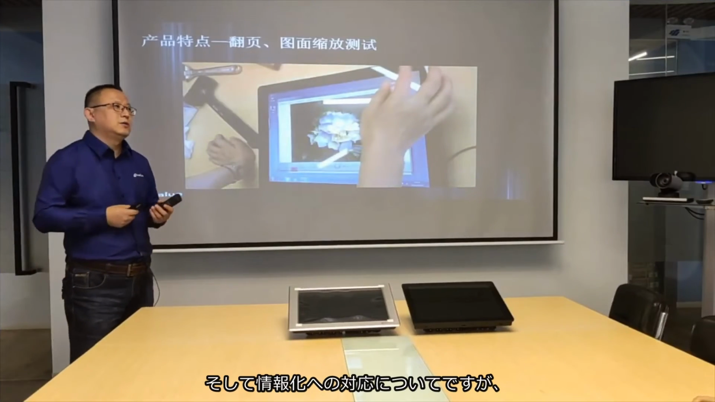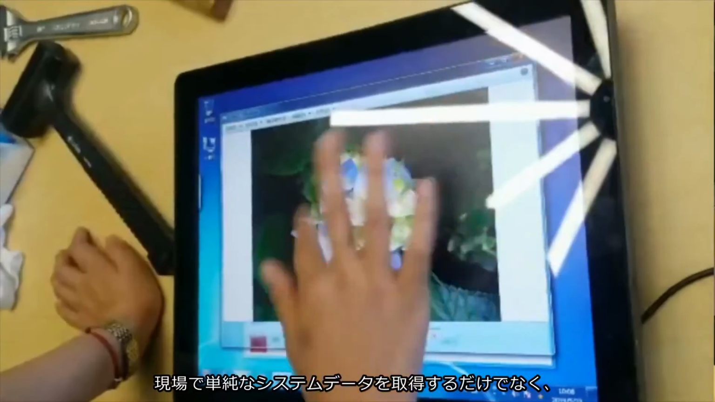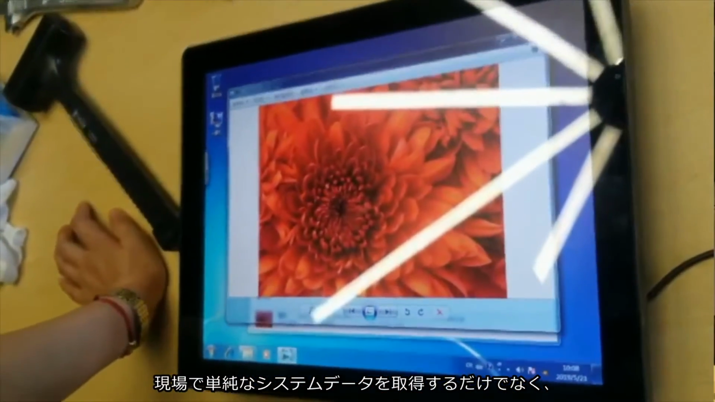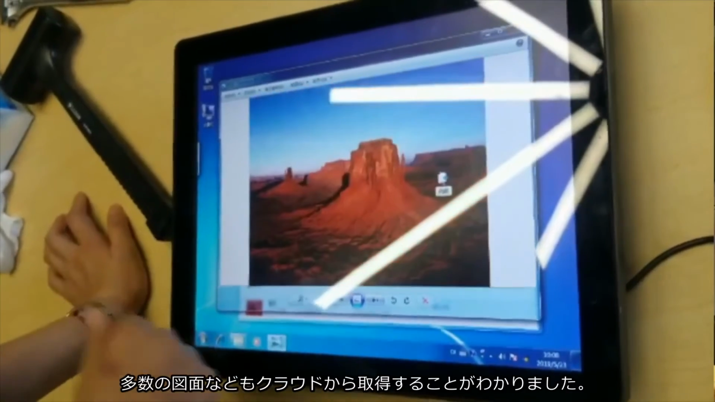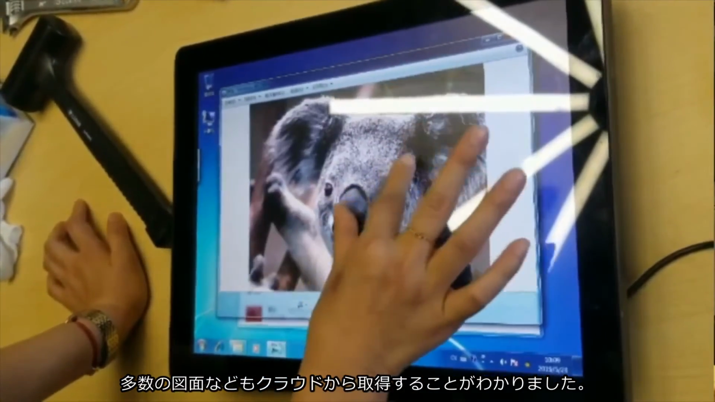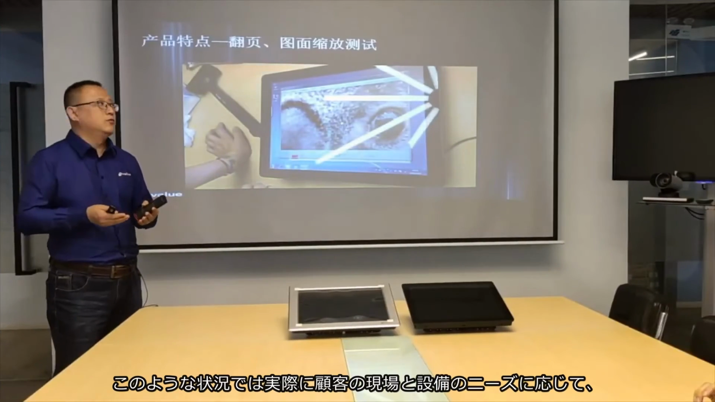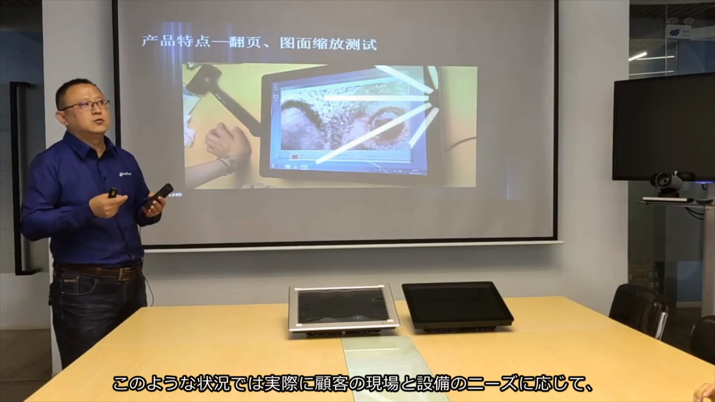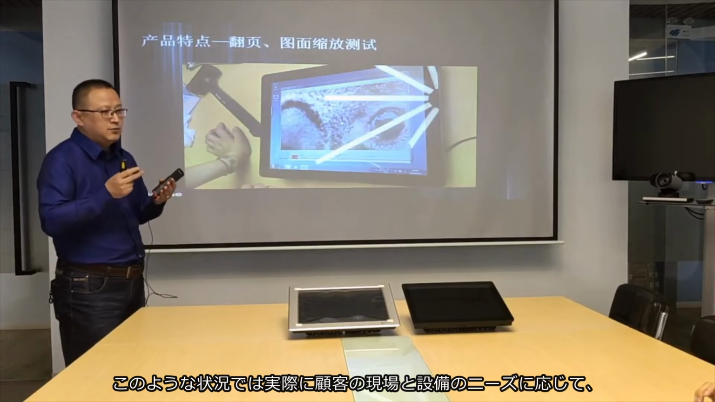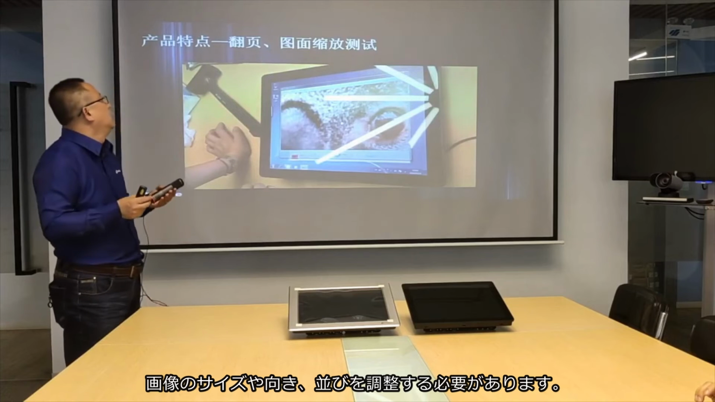Now moving on to informatization. Through our talks with workers, we find that in addition to retrieving simple systems data on site, workers also retrieve a large amount of blueprints from cloud storage, including SOP blueprints. In these situations, we may need to resize, reorder, or reorient depending on the on-site needs or equipment needs for that industry.